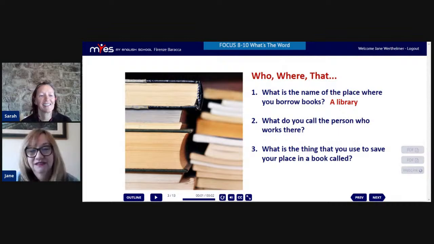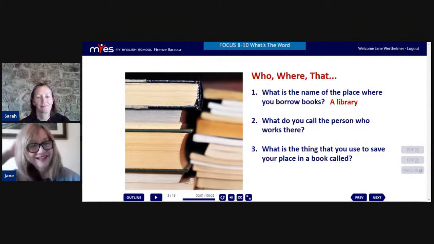Okay, so what do we call it? In England, what do you call it? We call it a bookmark. Yes, we do too. It's a bookmark. The same. Fantastic. You have lots of bookmarks. Yeah, they're all over the place.